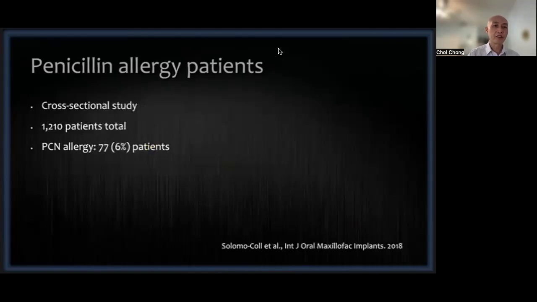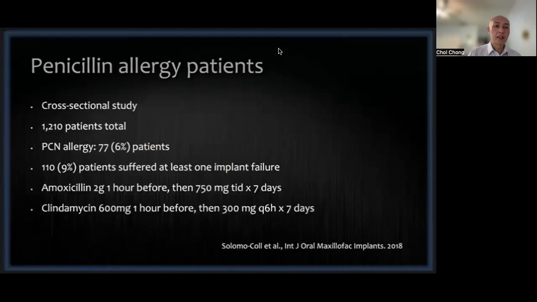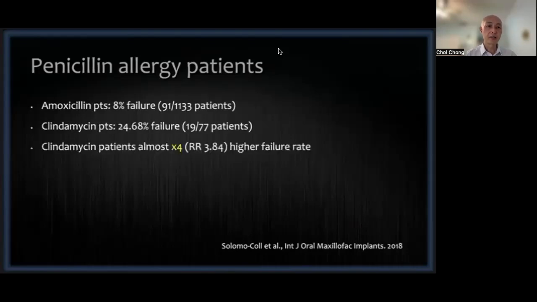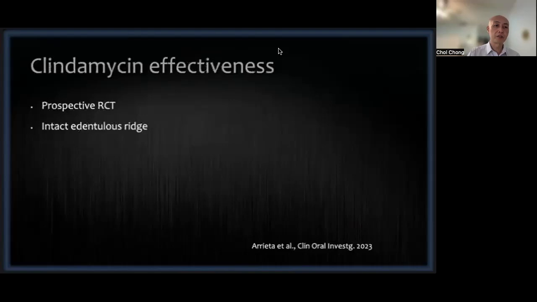So to answer that question, here's another study that looked at patients that were allergic to penicillin versus patients that were given amoxicillin. This is a cross-sectional study that looked at penicillin allergic patients, which was only about 6%, and there was about a 9% implant failure that was noticed. And once again, the regimen that was given was either amoxicillin versus clindamycin. In amoxicillin patients, the failure rate was 8%, and in clindamycin patients, the failure rate was once again a staggering almost 25%. The clindamycin patients had about 4 times greater chances of implant failure than the amoxicillin patient group.